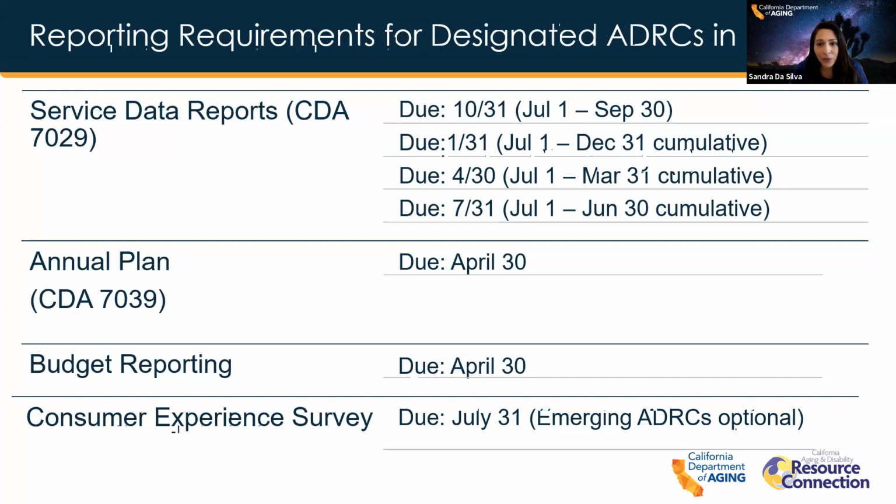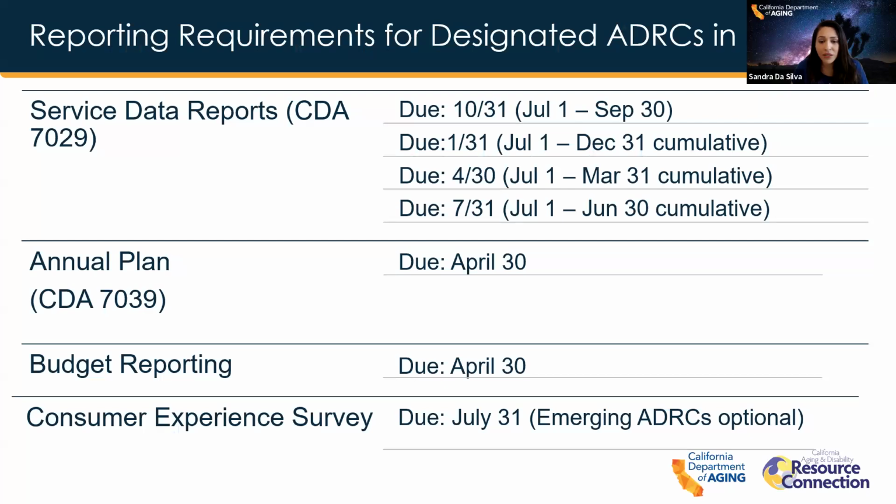So the due dates for the CDA 7029 report are quarterly: quarter 1 due on October 31st, quarter 2 on January 31st, quarter 3, April 30th, and quarter 4, July 31st. And next we have the annual plan, completion of program goals and objectives to expand and enhance ADRC services. This information helps us assess our impact to our consumers and their outcomes. CDA 7039 is due on April 30th.